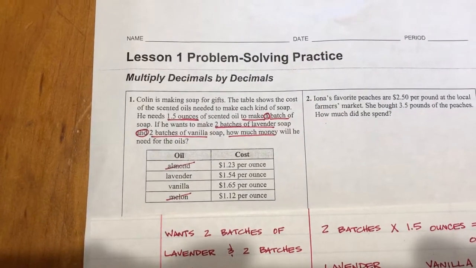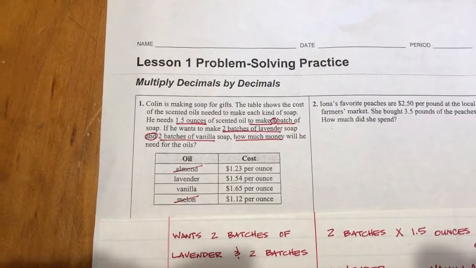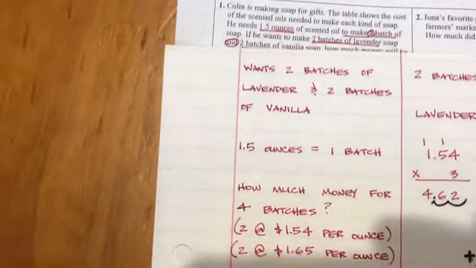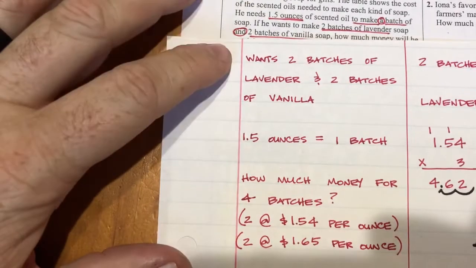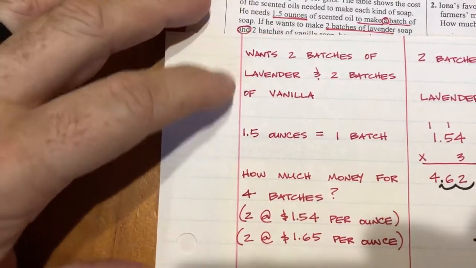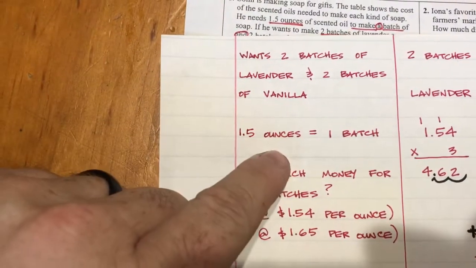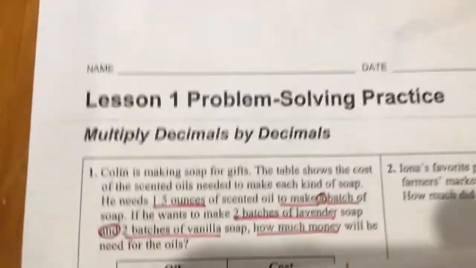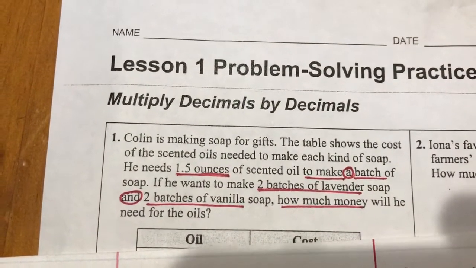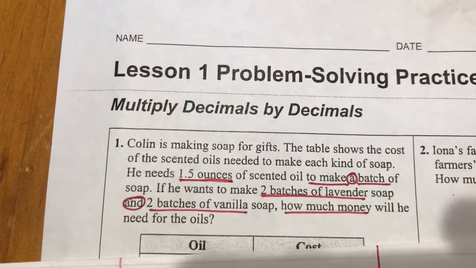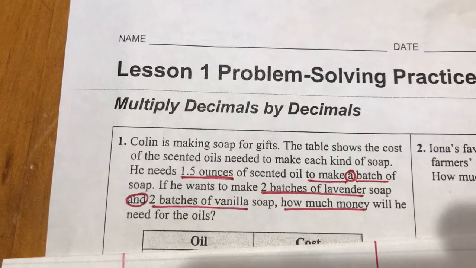First, let's think about what we know. I've written down a few things over here. We know he wants to make 2 batches of lavender. We know he wants to make 2 batches of vanilla. We also know that 1.5 ounces equals 1 batch. It says that up there, and I've underlined a few things. 1.5 ounces of scented oil to make a batch. So every batch is going to use 1.5 ounces.